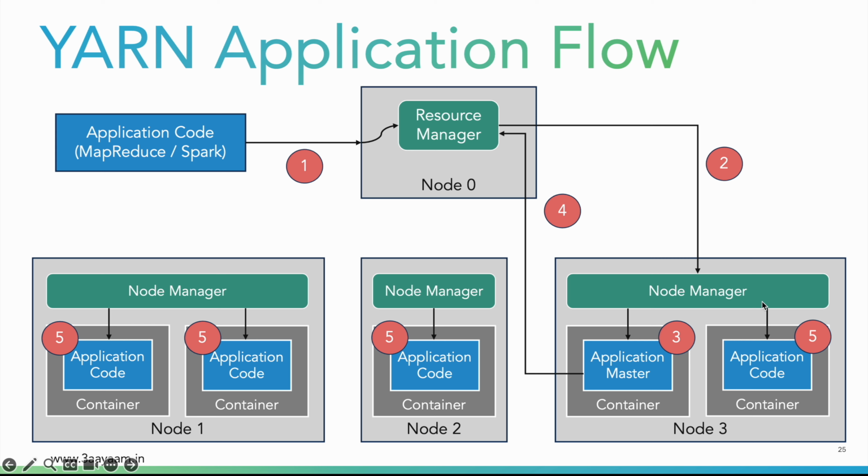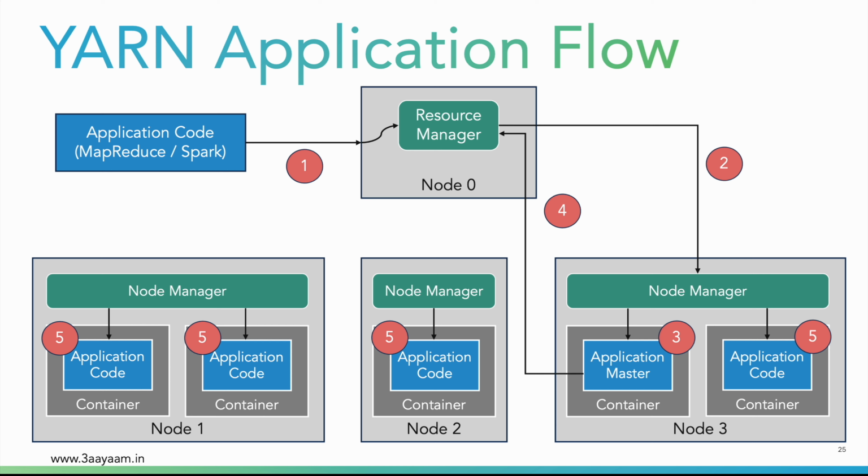Okay, again, let me repeat. What happens is that we submit the application code to the resource manager. This is the first step. In the second step, the resource manager finds one of the node managers, if there are resources available and the node manager is not busy. In our case, let's say this node manager is not busy, and then the resource manager would ask the node manager to run the application master. In case of Spark, the application master is called a driver. We'll talk about the driver in our Spark discussion anyway.